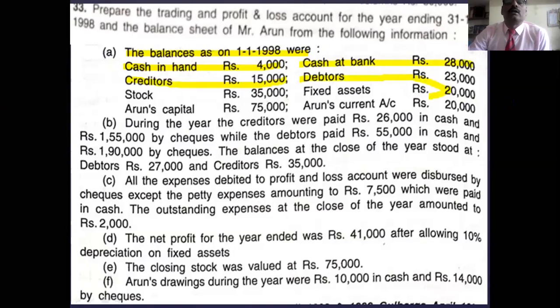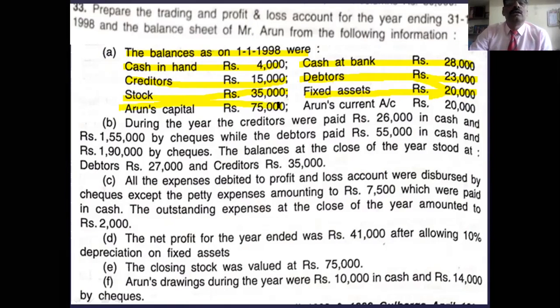Debtors, first you take in the statement of affairs asset side, then you take in the debtors account opening balance. Then stock, take in the opening statement of affairs asset side, then goes to trading account debit side, opening stock. Fixed asset, take in the opening statement of affairs, then you take in the balance sheet, opening balance. Okay.